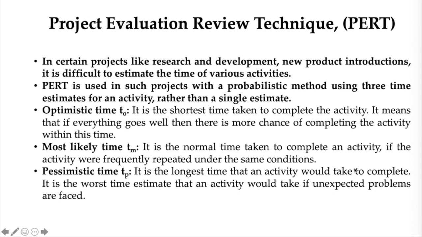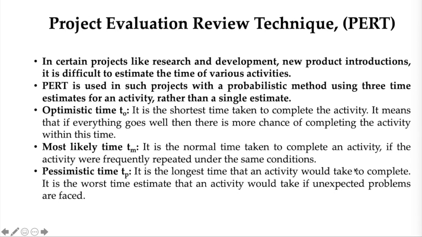So PERT is used in this sort of project with a probabilistic method, using 3 time estimates for an activity rather than a single estimate. So we define 3 different types of time estimates here. The first one is optimistic time. This is the shortest time taken to complete the activity. It means that if everything goes well, then there is more chance of completing the activity within this time.